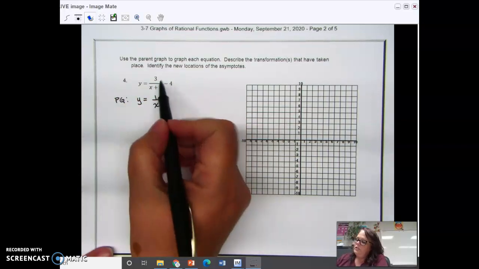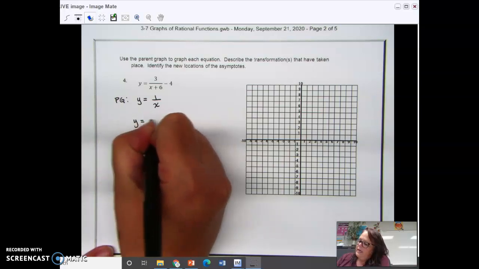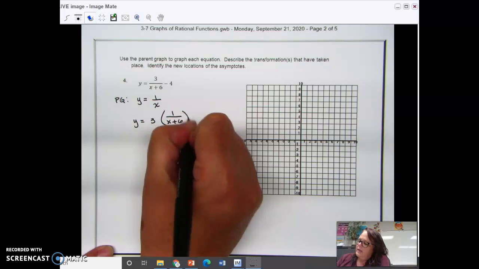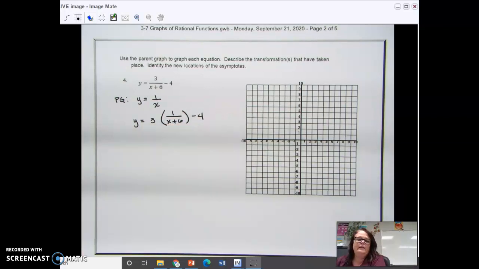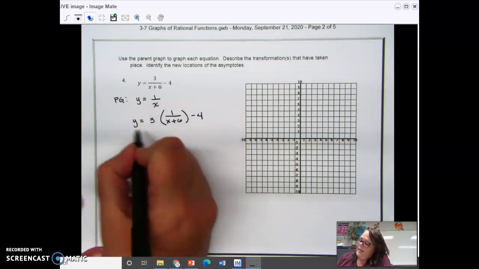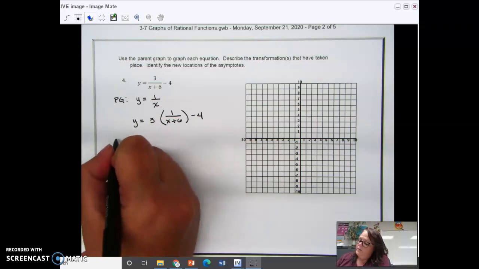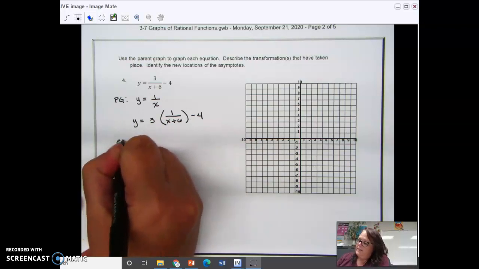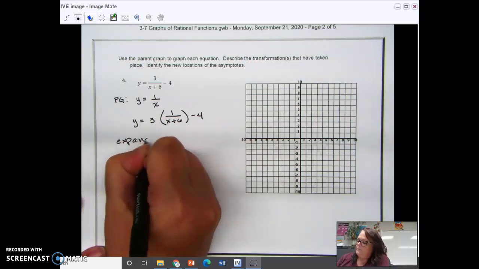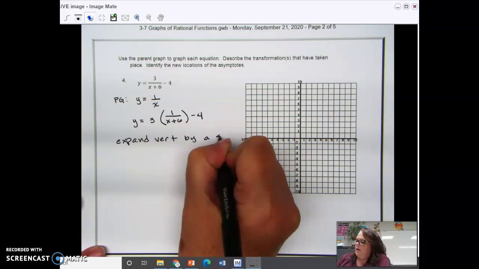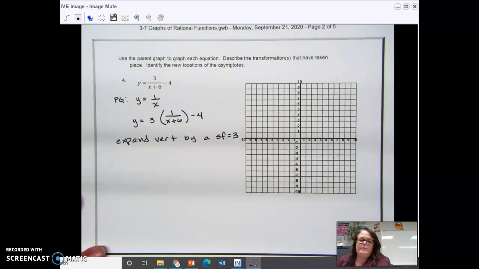Okay, and so then I can rewrite this by saying y is equal to 3 times 1 over x plus 6, and then minus 4. And then it looks a little bit more like my regular notation. So this 3 on the outside is talking about a vertical stretch. And so because 3 is greater than 0, we're going to say expanded vertically by a scale factor of 3. So we're going to go up 3 times faster than we normally would.